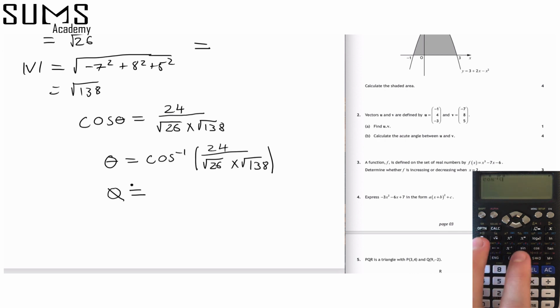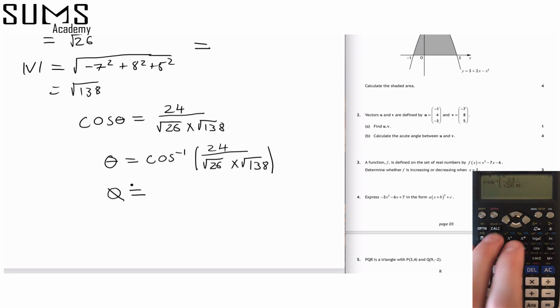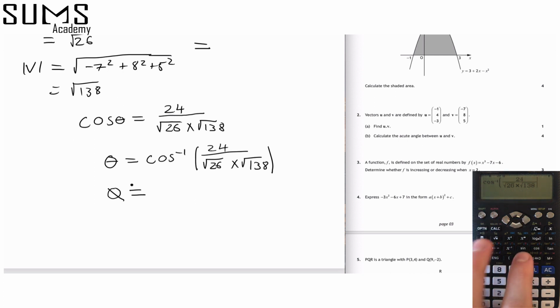So shift cos, 24 all over root 26 times root 138. That gives us our answer of 66.4 degrees. Okay, that's our final answer there. So we'll see where we get the marks from.